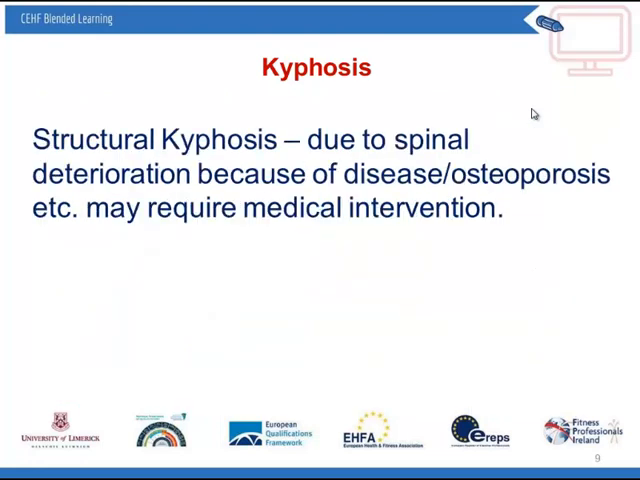If kyphosis is structural, for example due to deterioration because of disease such as osteoporosis, which may cause the vertebra of the thoracic spine to crumble, then in those instances medical intervention may be required.